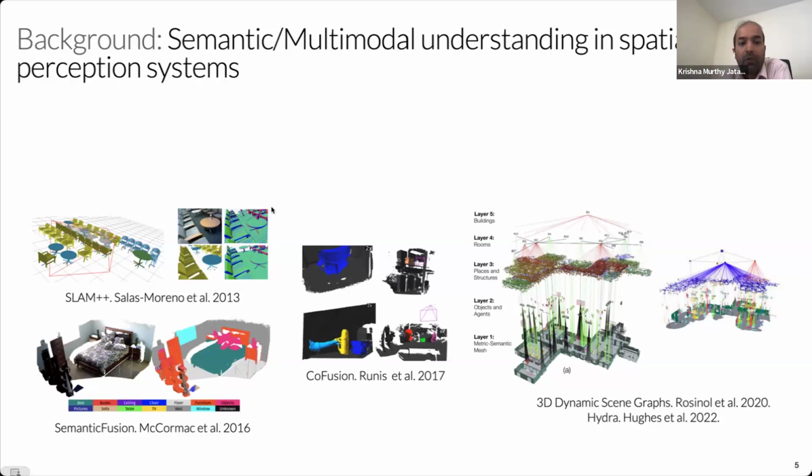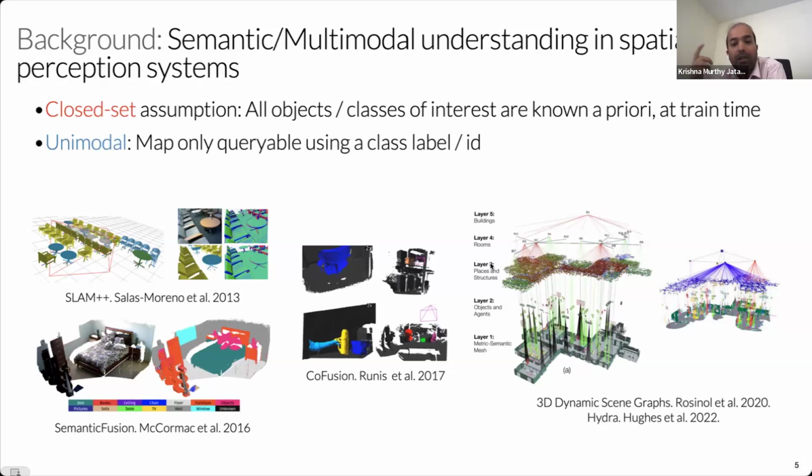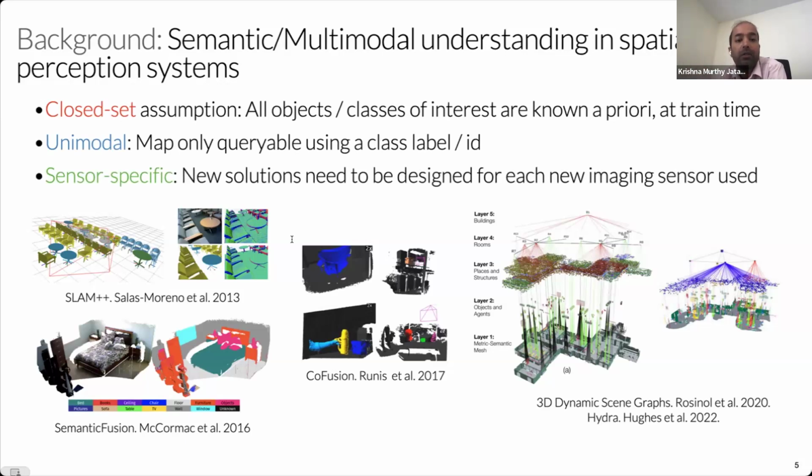And before all of the recent advances in vision language models, a lot of these scene graphs and semantic SLAM or object-based SLAM approaches were closed set, in the sense that all the classes you needed to know beforehand, at train time, ideally. So all of the objects of interest are sort of this closed world. You only ever reason about them. And they also are largely unimodal. You take a class ID and that's the only thing you can address these objects by. And solutions tend to be very sensor specific. These scene graphs are constructed just off of specific stereo or in some cases RGBD data.